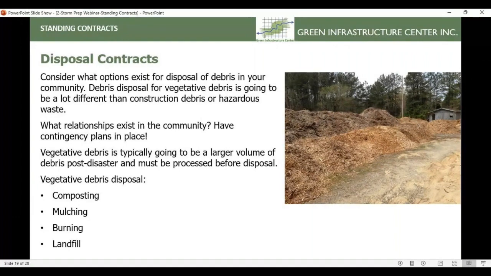So vegetative debris is typically going to be a larger volume of debris post disaster, depending on the type of disaster, and must be processed before disposal. And so, some typical ways that vegetative debris is disposed of is composting, mulching, burning, and landfill.